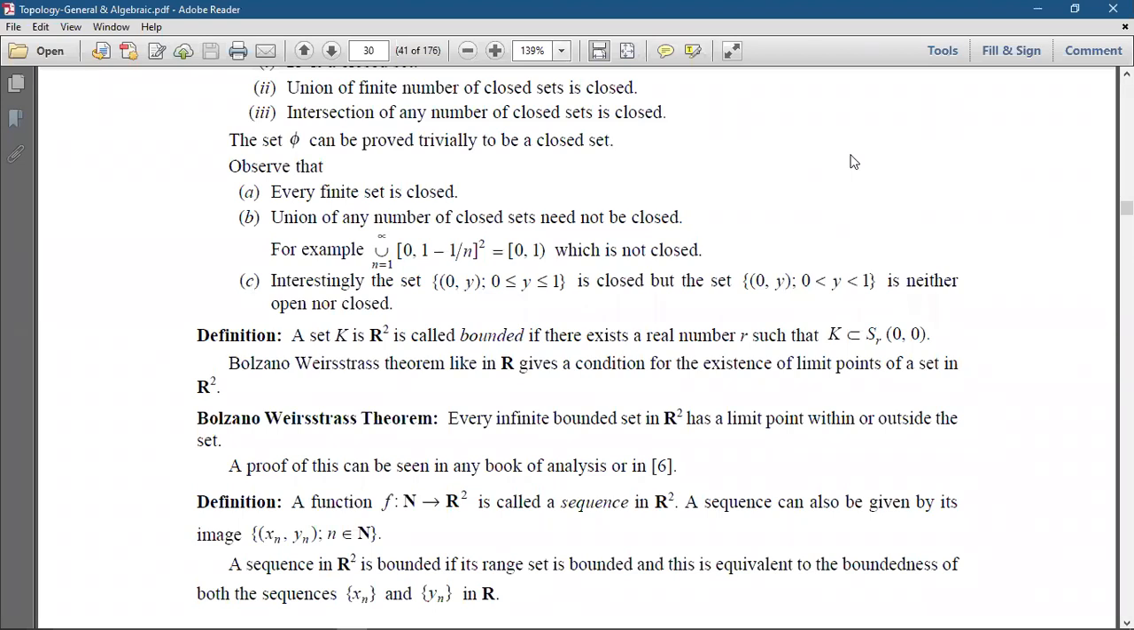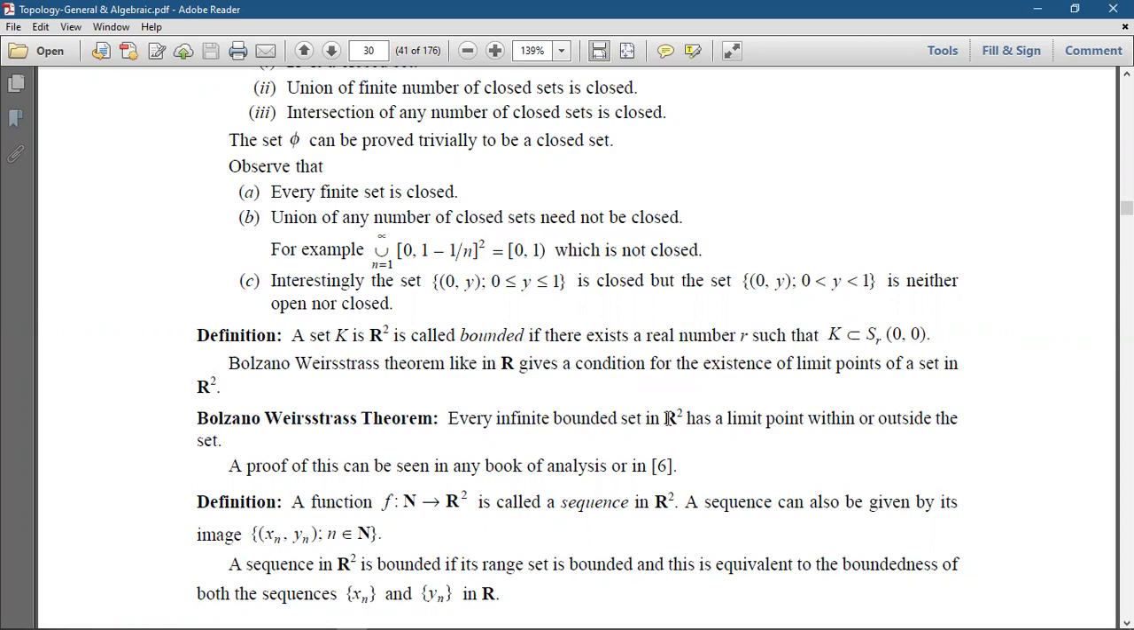Hence, the Bolzano-Weierstrass theorem, like in R, gives a condition for the existence of a limit point of a set in R square. We already saw the Bolzano-Weierstrass theorem for R. Now, every infinite bounded set in R square has a limit point within or outside the set. That means the limit point may or may not be inside the set.